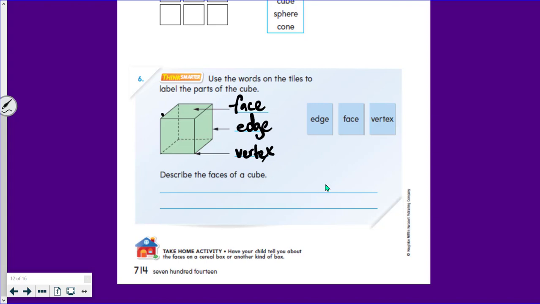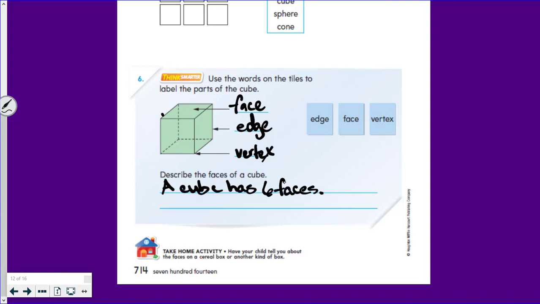Now we're supposed to describe the faces of a cube. Well, take a minute and think about how many faces a cube has. So I'm going to help you out. I'm going to give you a sentence starter. A cube has, and then tell me how many faces a cube has. A cube has blank faces. So go ahead and pause your video and do that. A cube has blank faces. How many faces? All right, you're back. So a cube should have 6 faces, we learned earlier.